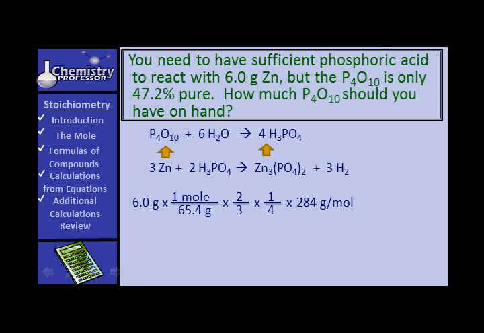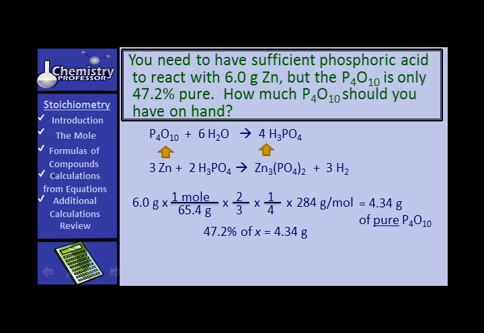So let's exit on quantity, 284 grams per mole. And that tells us that we need 4.34 grams of pure P4O10. So how much impure P4O10 do we need to use? And the answer is I don't know. So I'm going to call it X.